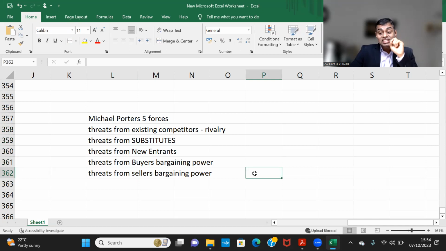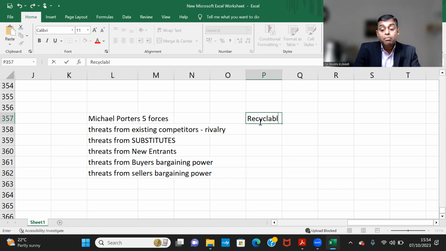But in this existing question, identifying which threat it is is important. So who are you? You are selling recyclable plastic bags, which are eco-friendly.